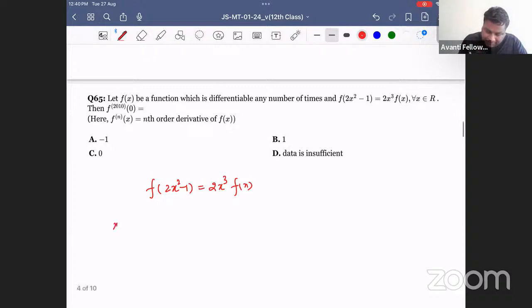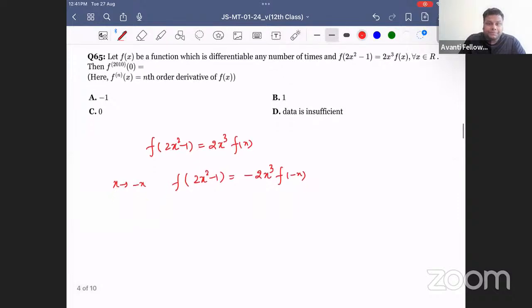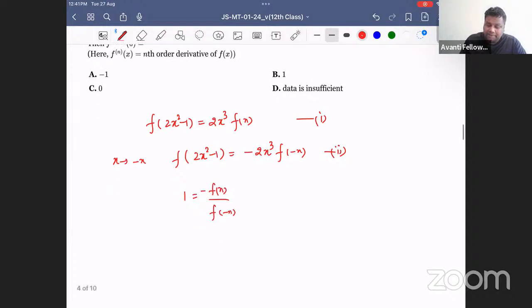First of all, let us replace x by minus x. So you get f of (2x square minus 1) is minus of 2x cube into f of minus x. Am I correct? So if it is equation 1, it is equation 2. What do I get? If I divide both the equations, I get 1 equals f(x) upon f of minus x with the negative sign. That means f(x) plus f(minus x) is 0. That means f(x) is an odd function.